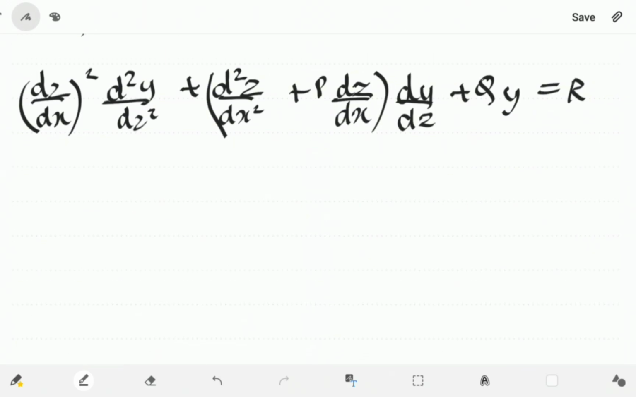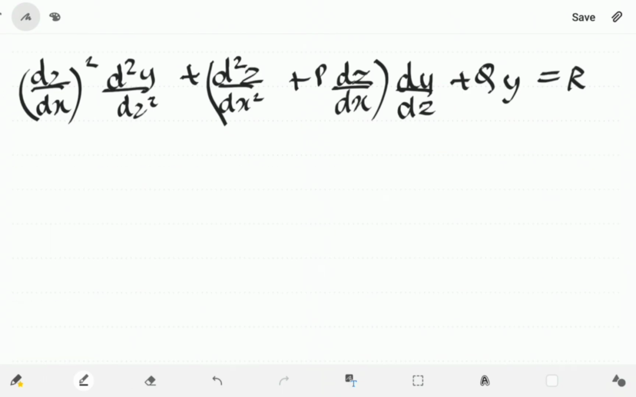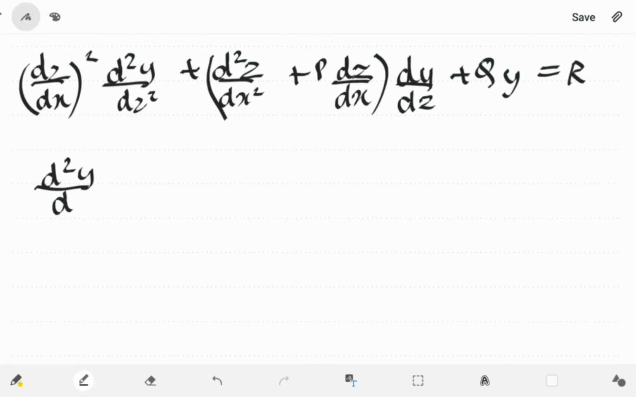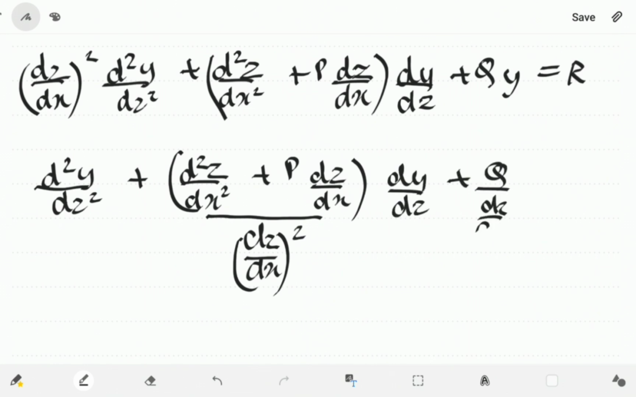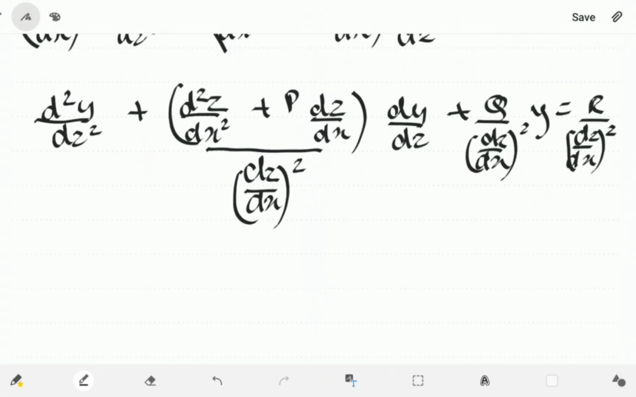In order to make the coefficient of the d squared y by dz squared term 1, in order to get it again to the general form, we divide the entire equation by dz by dx the whole squared. This will give us d squared y by dz squared plus d squared z by dx squared plus p into dz by dx, the whole divided by dz by dx the whole squared, into dy by dz plus q by dz by dx the whole squared into y is equal to r by dz by dx the whole squared. Now we have the equation in the general form.